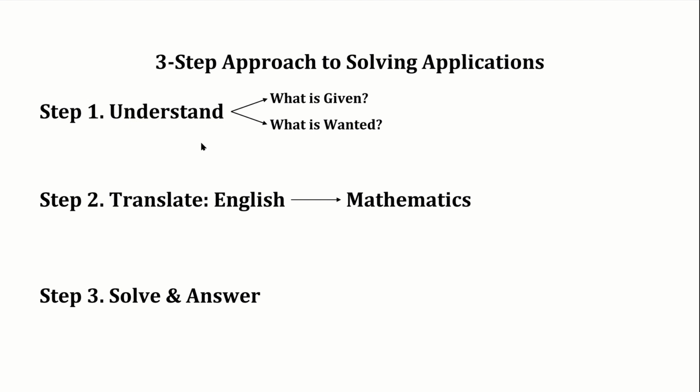Once you've done that, and that step entails maybe drawing a little drawing or a table or some sort of method to organize the information that's given, then you go on to the second step, which is to translate from English to mathematics. This is where you use the variable that you've probably defined in your first step to form an equation or an inequality.